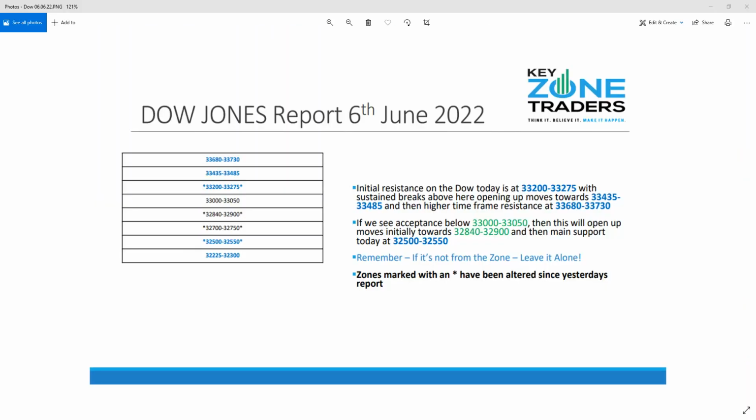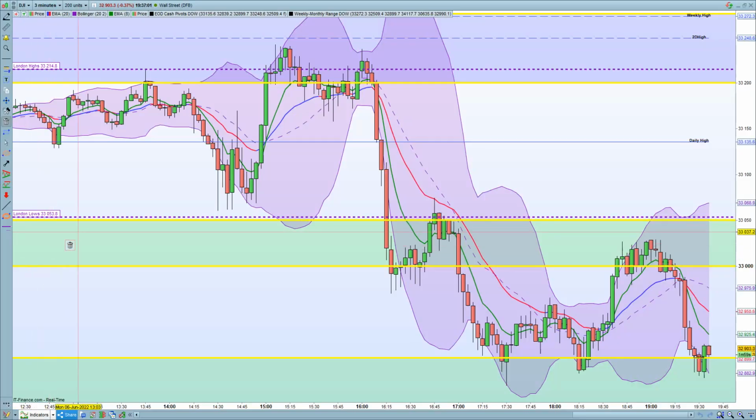Okay, so for the Dow, we said the initial resistance today was at 33,200 to 33,275. Sustained breaks above there open moves higher. We said if we saw acceptance below 33,000 to 33,050, then this would open up moves initially to 32,840 to 32,900, and then potentially main support today at 32,500 to 32,550. So let's go and have a look at the Dow today.